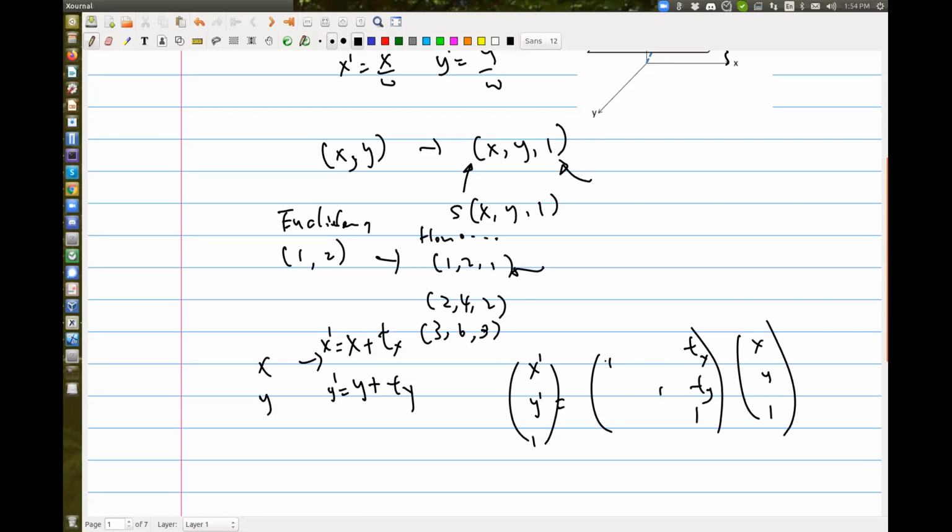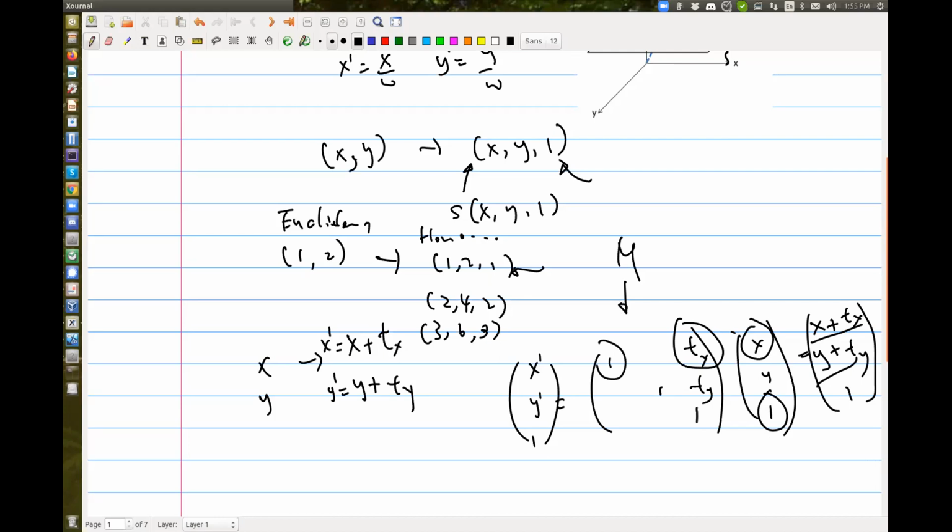As you can see, if I put a matrix like this, I will have x prime equal to 1 times x plus tx times 1, so x prime is just x plus tx. Similarly, y prime is just y plus ty, and 1 is just equal to 1. So that's exactly what we get: x prime, y prime is a shift of the coordinate by tx and ty.